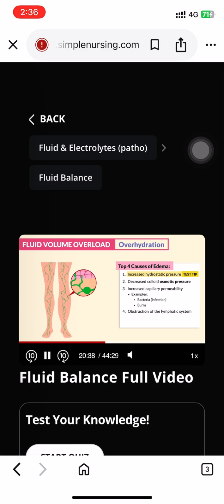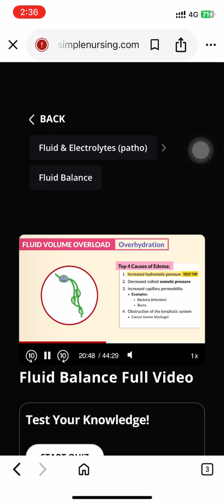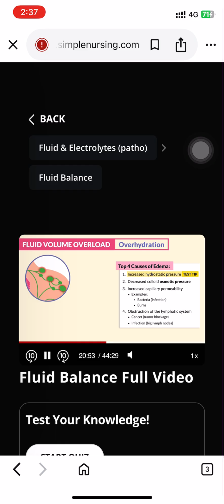So obviously, if this system gets obstructed or blocked, then we have a major problem with a major backup of fluid. So the main causes include cancer or a tumor blockage that blocks the lymphatic system, as well as infection, those big lymph nodes. Basically a traffic jam as WBCs overload the system from fighting infection.